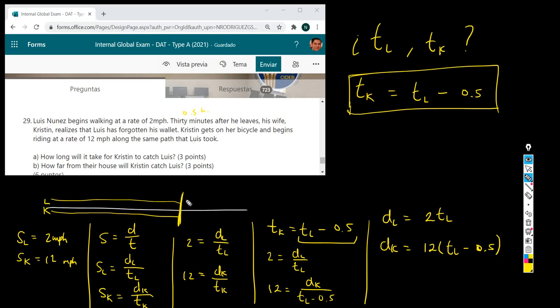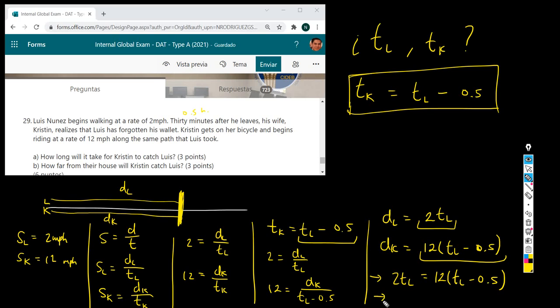Okay, and then realize that if we are supposing that Kristen catches Luis at some point, what that means is that the distance traveled by Luis and the distance traveled by Kristen are gonna be the same, and therefore I can make the equation. Therefore I can say that this will be equal to this, because this is equal to dL, this is equal to dK, and if they are supposed to be the same, then 2 times TL equals 12 times TL minus 0.5. If you arrived at this point, guys, if you wrote this equation, I should have marked this problem correctly.